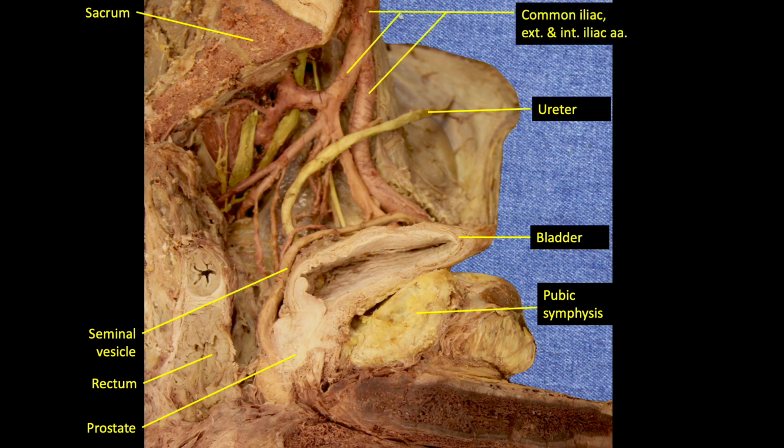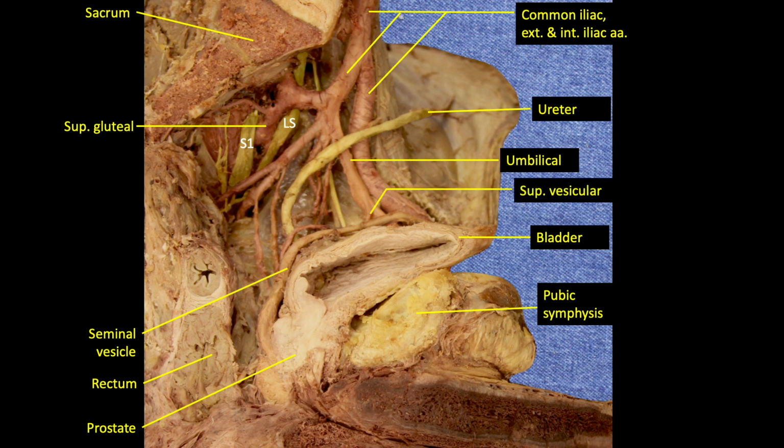The common iliac, external and internal iliac arteries are now labeled. Following the internal iliac, we can discern the superior gluteal artery because it is precisely where we expected, diving between the lumbosacral trunk and S1 of the sacral plexus. The umbilical artery is precisely where we expect it to be, and we can see a superior vesical artery coming off, traveling to the bladder. But what about all the other vessels that we see?